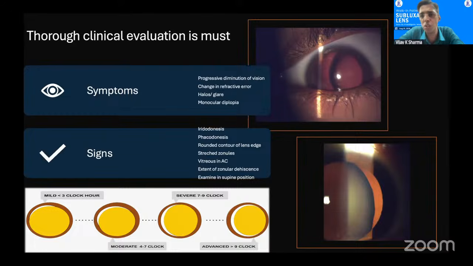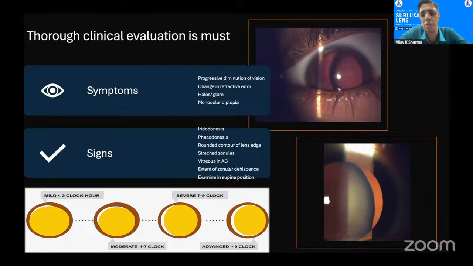This progressive diminution of vision is either due to the associated cataract in these patients as in blunt trauma, or it may be due to the change in the refractive error. Now, change in the refractive error could be because of subluxation that causes rounding of the equator, and if this subluxated lens is bisecting the pupil, there is also a lens tilt, so it can induce any type of refractive error based on how much is the subluxation. Also patients can have a lot of halos and glare because of the equatorial edge once it bisects the pupil. The patient also has a monocular diplopia in such cases.